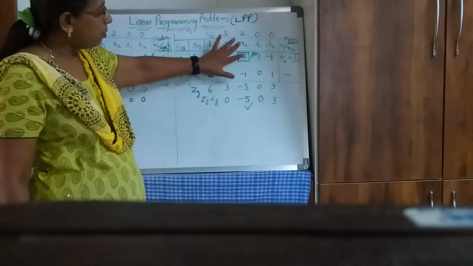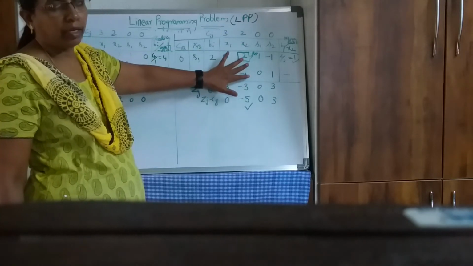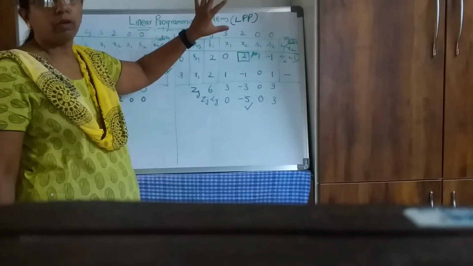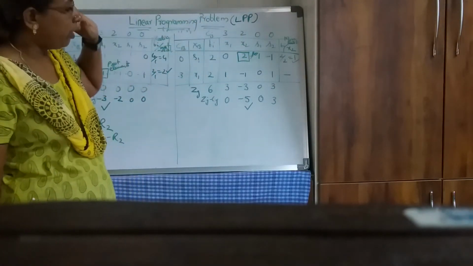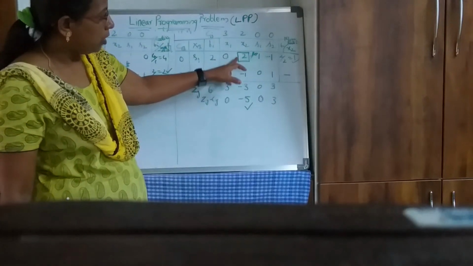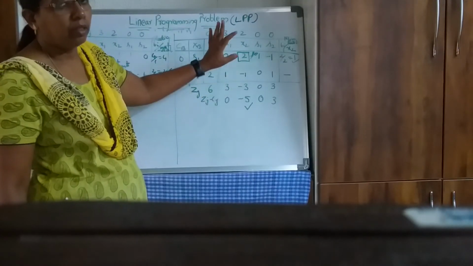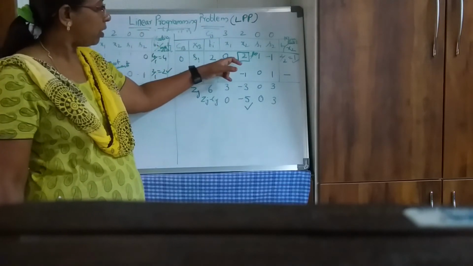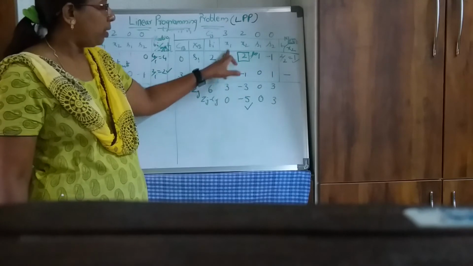If all the elements in the most negative column are negative, then that problem is said to have an unbounded solution. So whenever the elements in the column of the most negative Zj minus Cj are negative, then the given problem is said to have an unbounded solution. So here you have one positive value. So this is a pivot element.